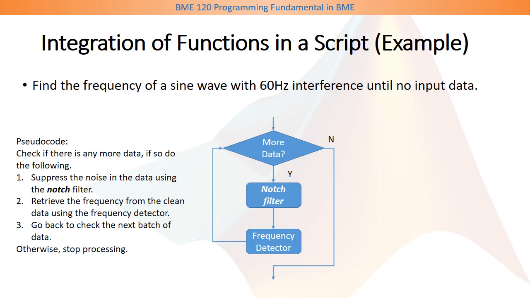And we will have a similar flowchart, but in this case, the smooth filter will be replaced by the notch filter. As long as the notch filter will produce the smooth data, then the frequency detector will use that data to find out the frequency. And there is no need to change the code inside the frequency detector.